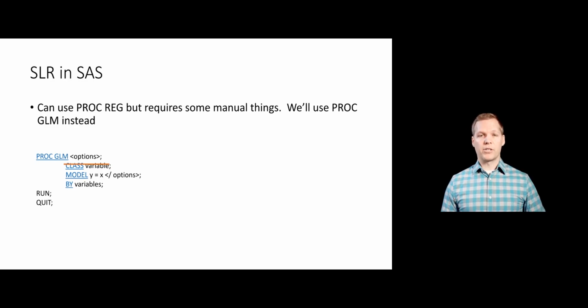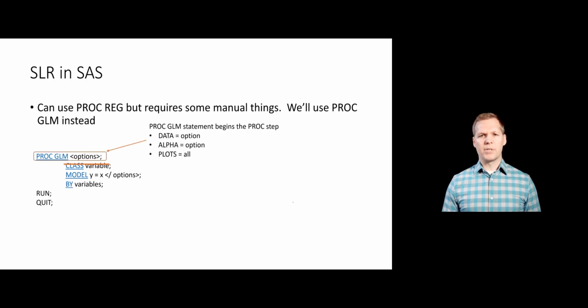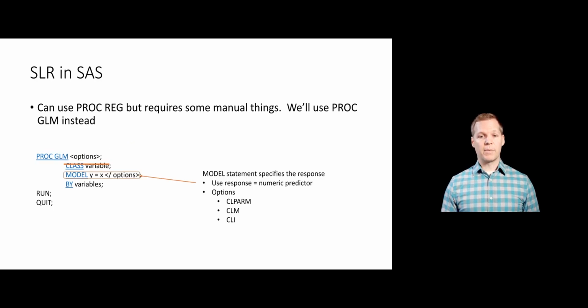If you look at the help for PROC GLM, you'll see a number of statements there. We're not going to utilize the class variable, so we're going to cross that one out. But the main options that we would use in PROC GLM would, of course, be to specify our data set. We can change our significance level, alpha, and then we might request plots so that we can check our assumptions. The model statement itself is where we actually specify to SAS what model we're trying to fit. When we're doing a simple linear regression model, we just specify our y variable on the left, an equal sign, and our response variable on the right.